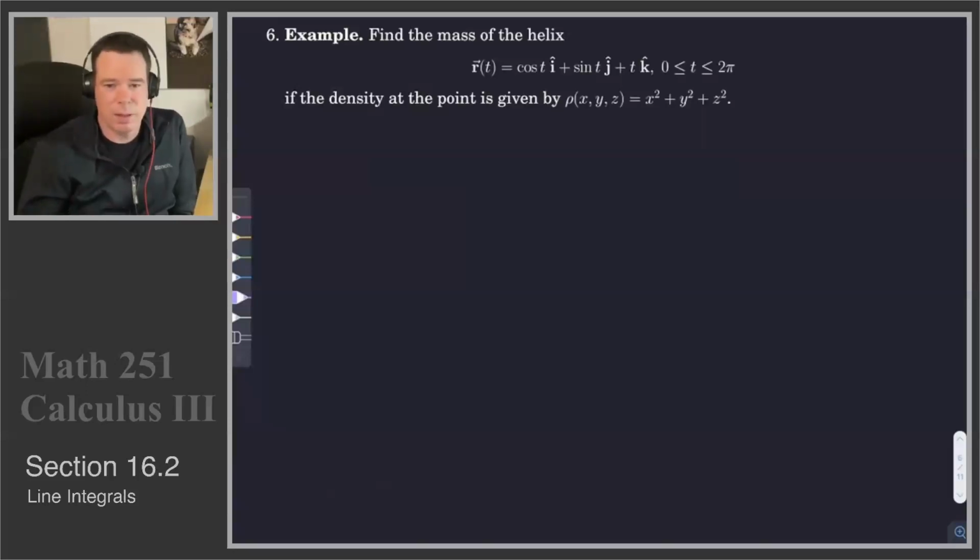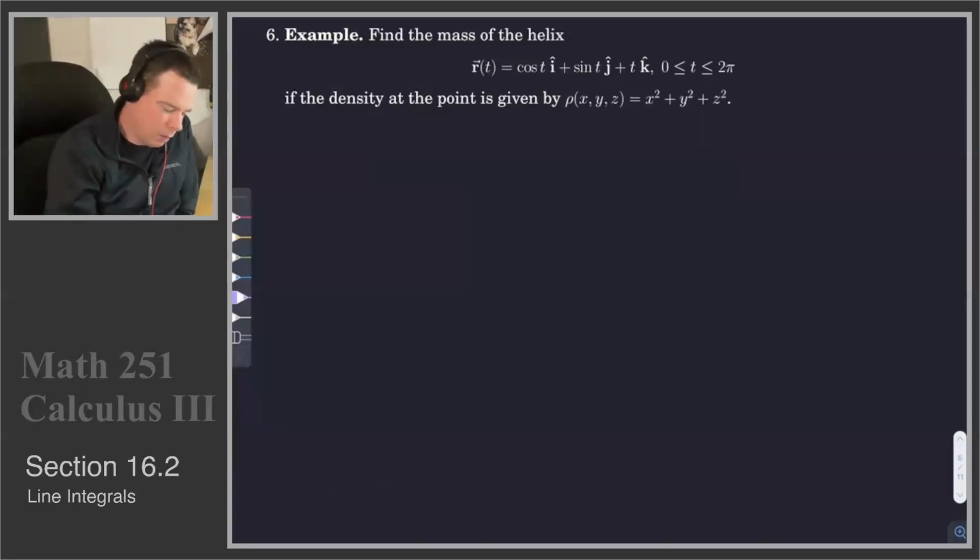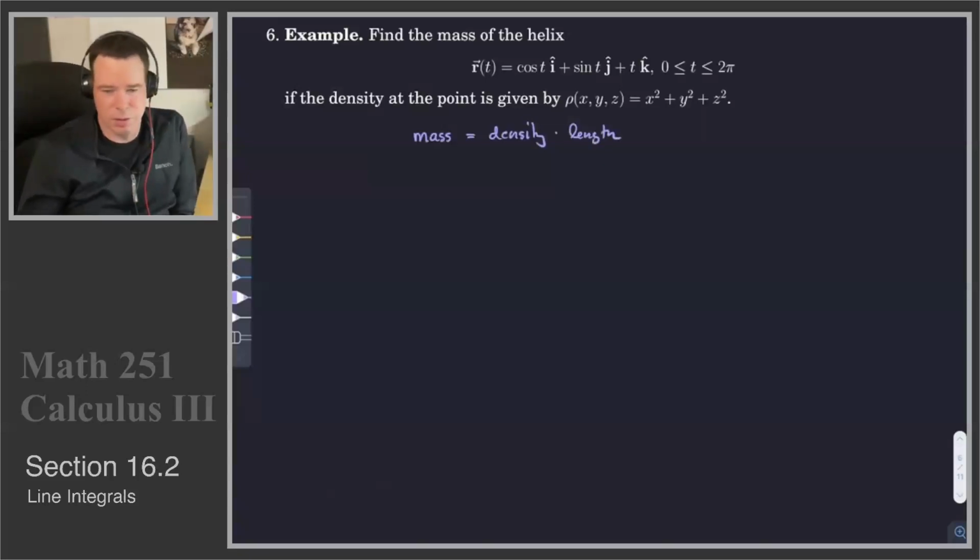and so we do it just from basic principles. Find the mass of the helix if the density of a point is given by rho of x, y, z equals x squared plus y squared plus z squared. So the way we're going to do this is we just think, okay, what is mass? Mass is equal to density times length. In this case, it's a linear density, so it's times length.